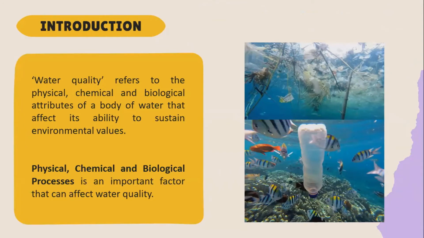Water quality refers to the physical, chemical, and biological processes of a body of water that affect its ability to sustain environmental values. Physical, chemical, and biological processes are important factors that can affect water quality. And as previously stated, human activity, specifically tourism, can have an impact on the physical, chemical, and biological processes of water. And as we all know, water is essential for the survival of all living organisms. Next.